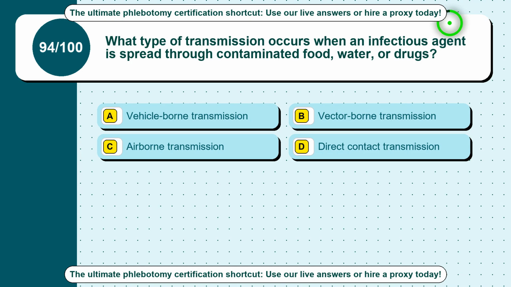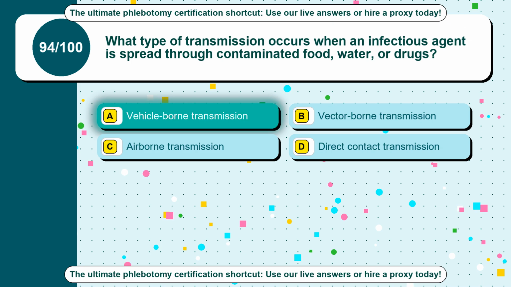Question 94. What type of transmission occurs when an infectious agent is spread through contaminated food, water, or drugs? Option A, vehicle-borne transmission. Option B, vector-borne transmission. Option C, airborne transmission. Option D, direct contact transmission. The correct answer is option A, vehicle-borne transmission.